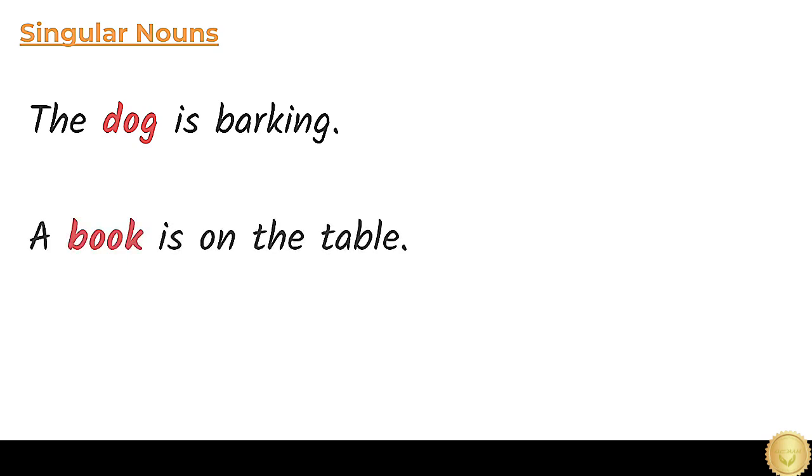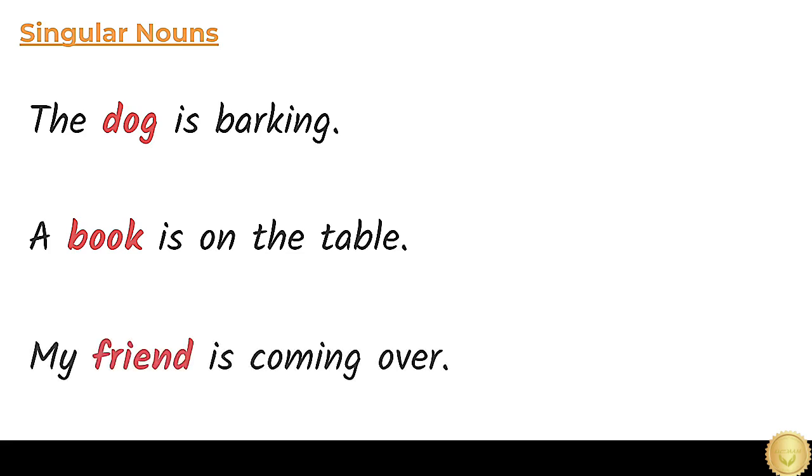Another singular noun, a book is on the table. So a book, the subject, how many books are there? There's just one. My friend is coming over. How many friends are coming over? Again, just the one. Okay, so we've had a look at singular nouns.